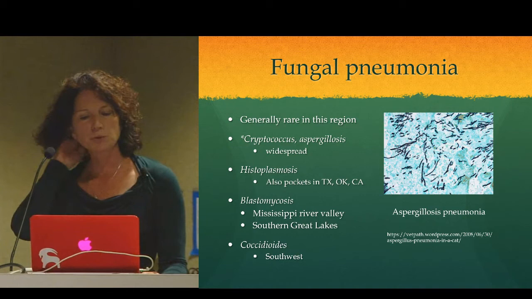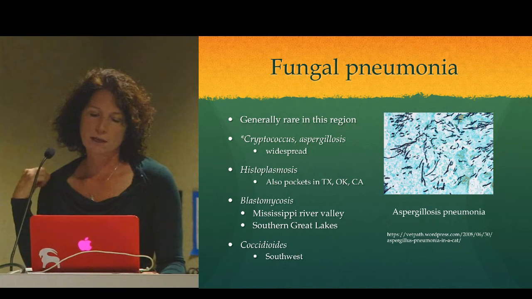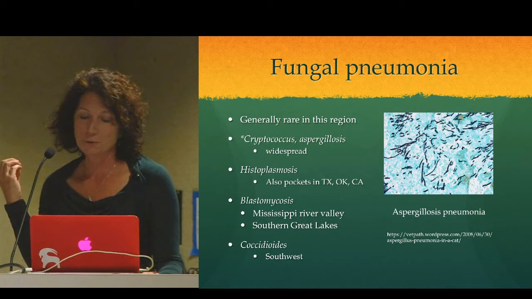Aspergillosis can certainly occur in cats as an aspergillosis pneumonia. They tend to be immunosuppressed cats because aspergillosis is everywhere. That's something we do have around us. But you generally have to be immunosuppressed to see that. Histoplasmosis is one of the ones that you see pockets in Texas, Oklahoma, and California.